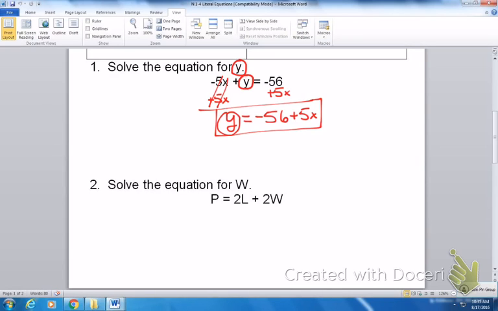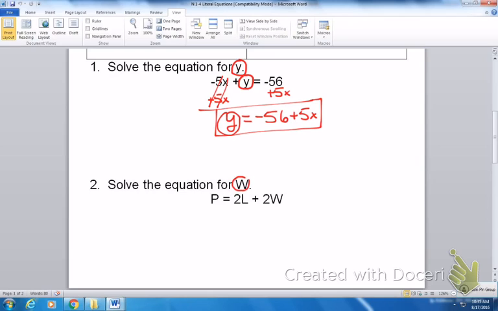Because remember, variables are just numbers. We just don't know what it is yet. Let's look at number 2. Number 2 is a very common problem because it's the perimeter formula of a rectangle or square: 2 times the length plus 2 times the width equals perimeter. So P equals 2L plus 2W.